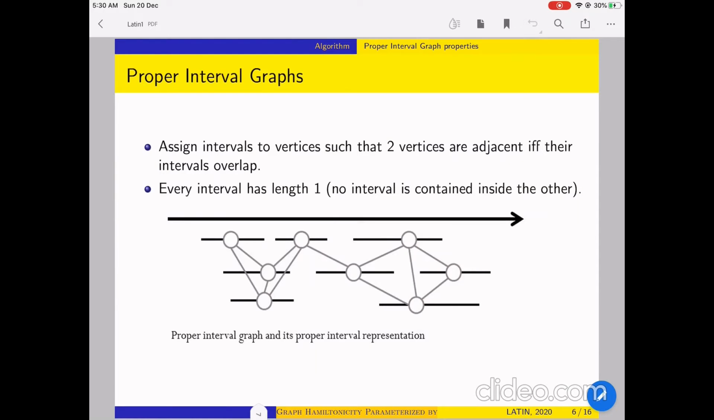So what are proper interval graphs? In proper interval graphs, with every vertex we associate an interval, and there is an edge between two vertices if and only if the associated intervals overlap. Moreover, each of these intervals has length exactly equal to 1. If we look at this diagram, we have many vertices, and with every vertex we have associated an interval. Between two vertices there is an edge only if the corresponding intervals overlap.